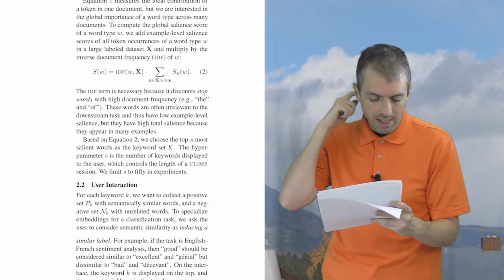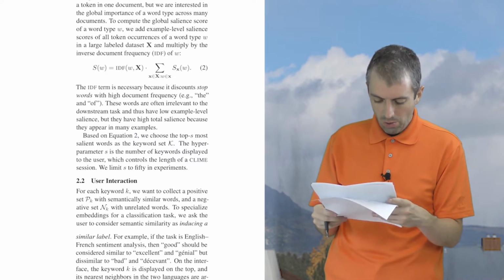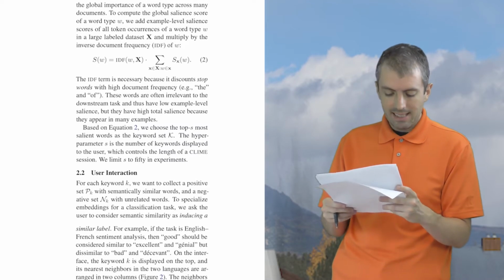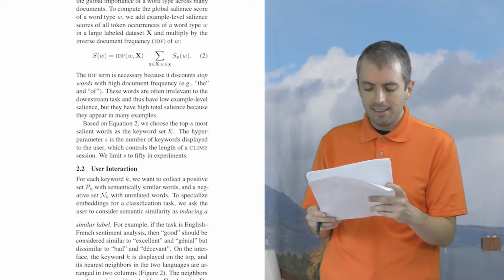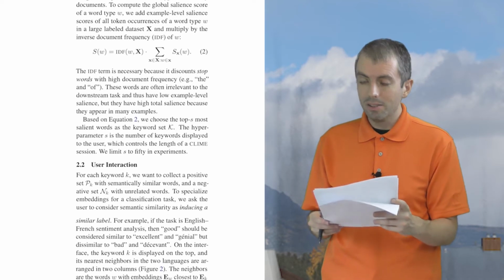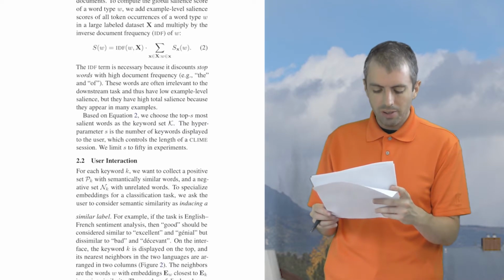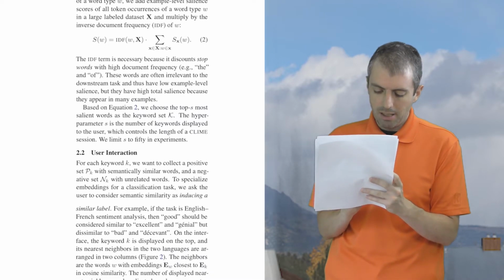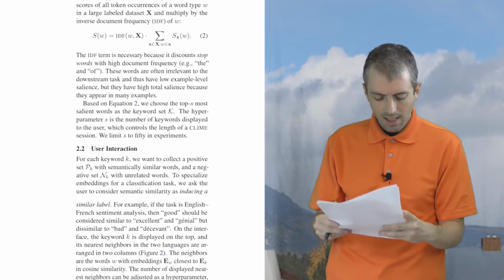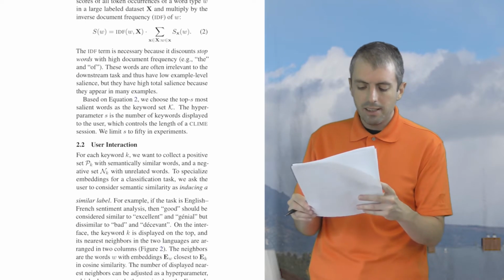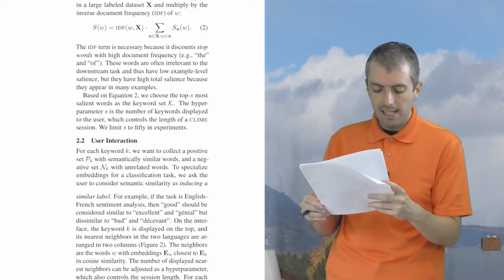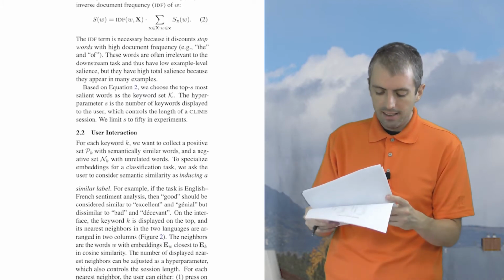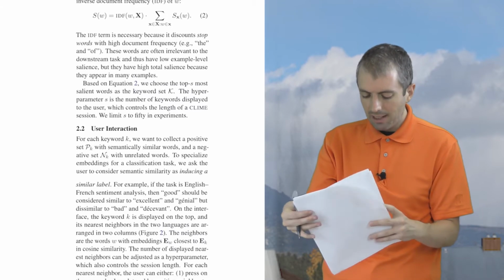We sort word types based on equation 2 and choose the top S most salient words as a keyword set K. The hyperparameter S is the number of keywords displayed to the user, which also controls the length of a session. We limit S to 50 in experiments. For each keyword K, we want to collect a positive set, P subscript K, with semantically similar words and a negative set, N subscript K, with unrelated words.